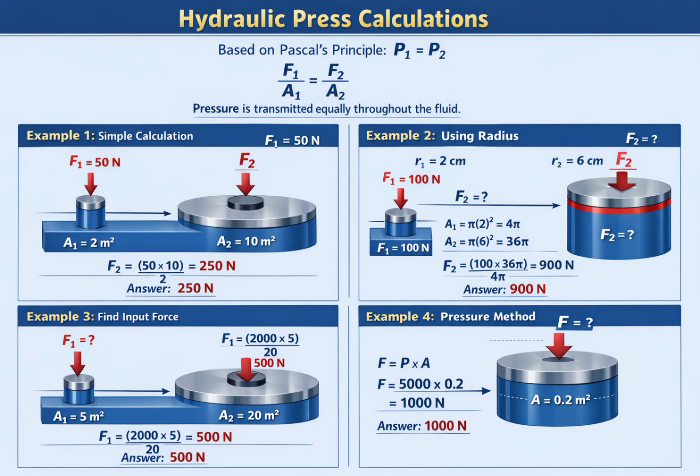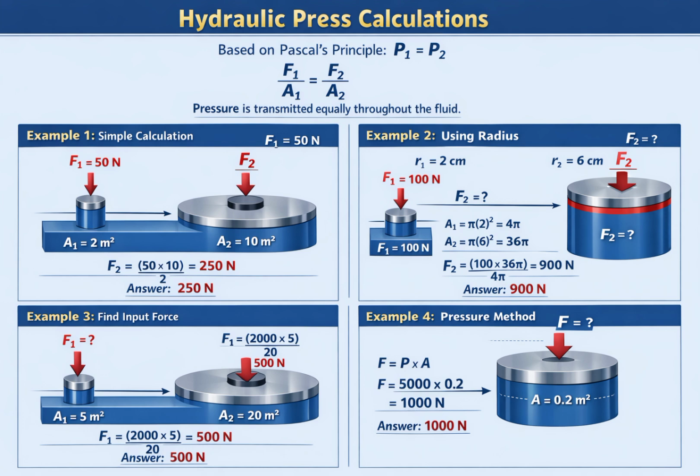Respectively, we now have the area equal to pi r square, that is area 1, and area 2 is pi r square 2. Again, we are finding our second force, which is F2. We now have 100 times 36 pi over 4 pi to give us what? To give us 900 Newton. Don't forget, pi cancels pi. So we get 900 Newton respectively.